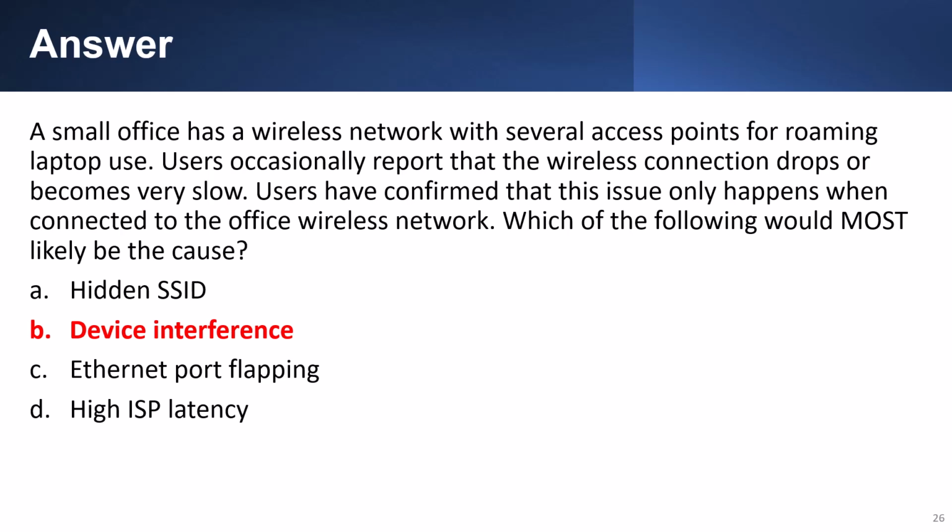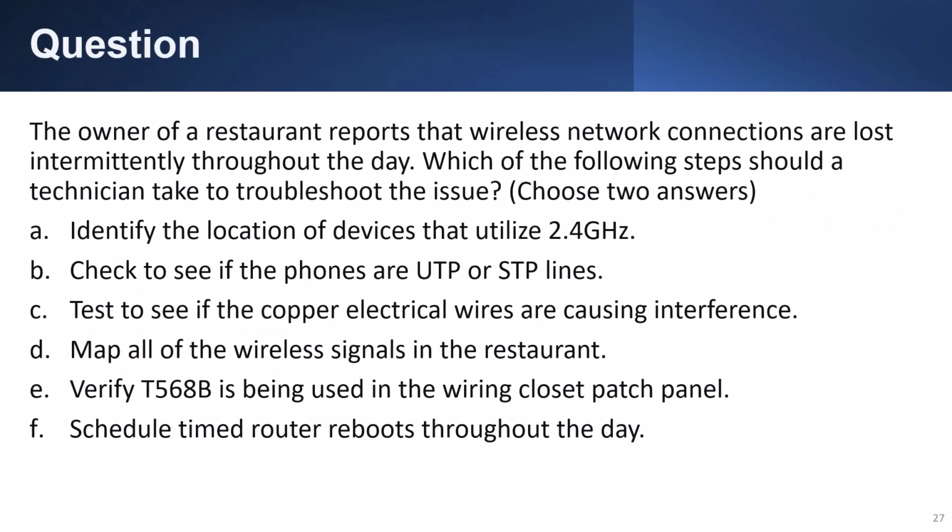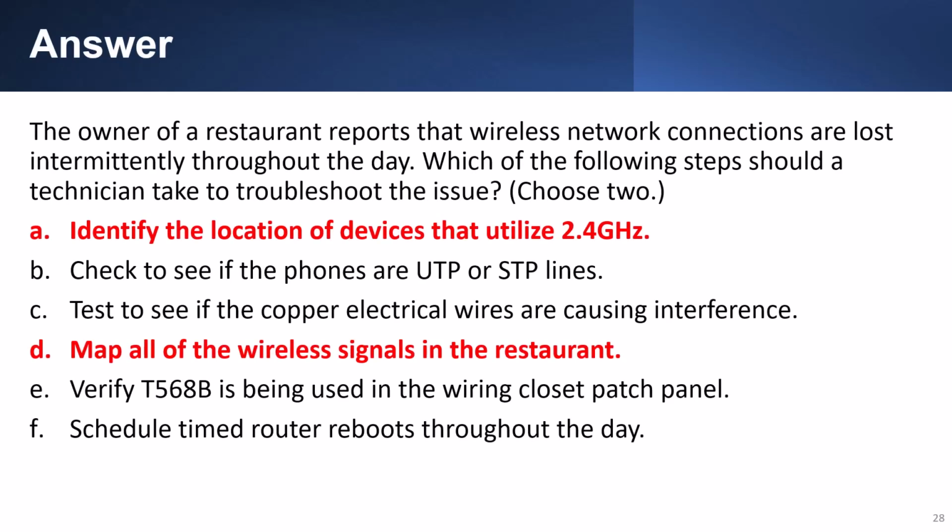Question: The owner of a restaurant reports that wireless network connections are lost intermittently throughout the day. Which of the following steps should a technician take to troubleshoot the issue? Choose two answers. Answers: Identify the location of devices that utilize 2.4 gigahertz and map all of the wireless signals in the restaurant.